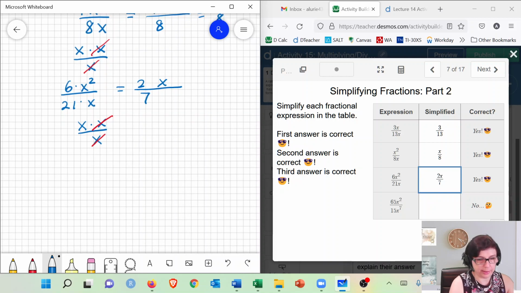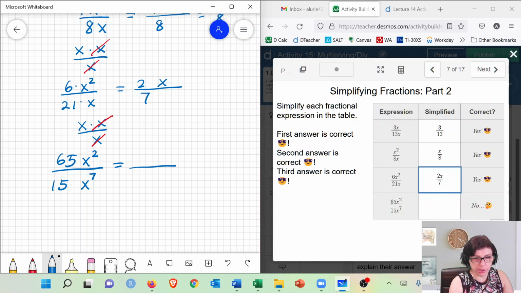Okay, for the last example, I've got 65x squared divided by 15x to the 7. So again, I reduce 65/15. It can be reduced, and I believe that's 13/3, so that's going to stay. But what about the variables? In the case when you have something like x to the power 7, it just gets too much trouble to write it all out.